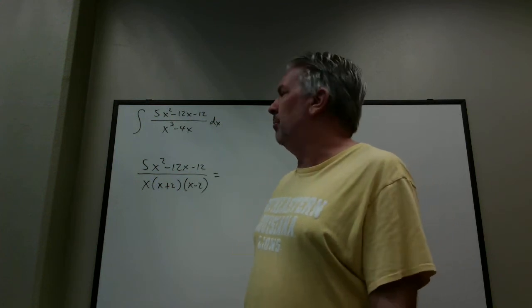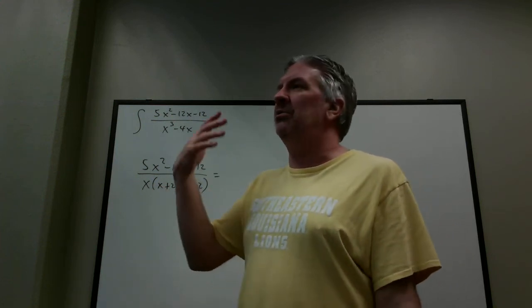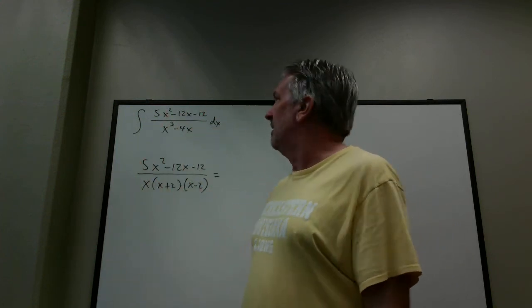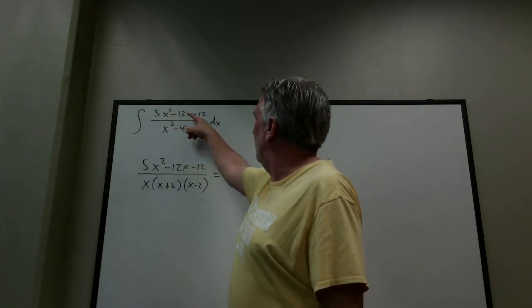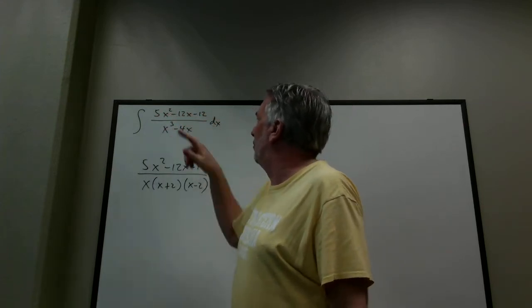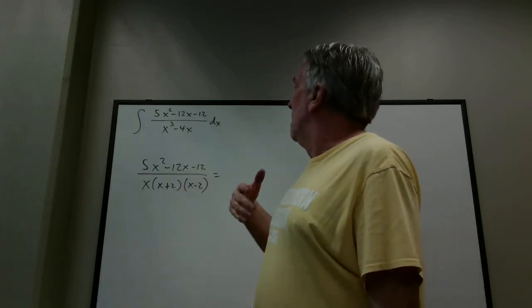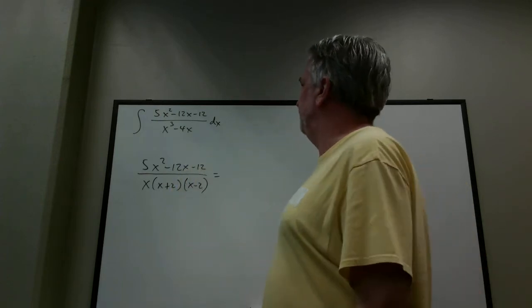And why not integration by parts? Well, parts is typically with products, so you'd have to think of this as 5x squared minus 12x minus 12 times 1 over x cubed minus 4x. That's not looking promising as well. So let's try partial fractions.